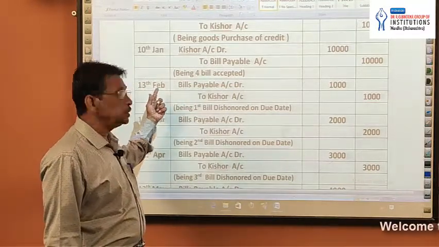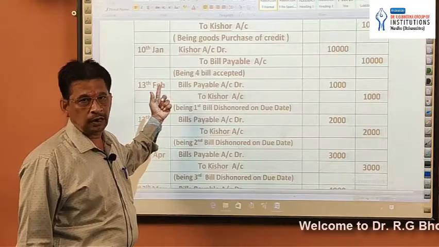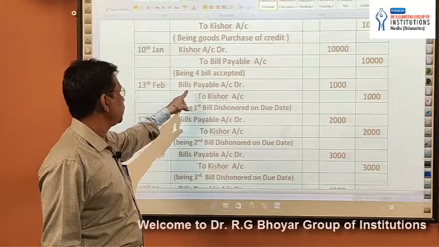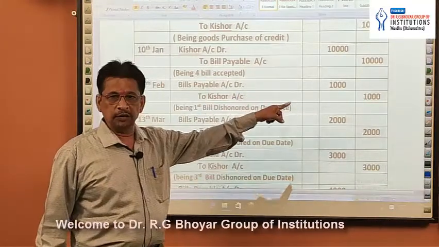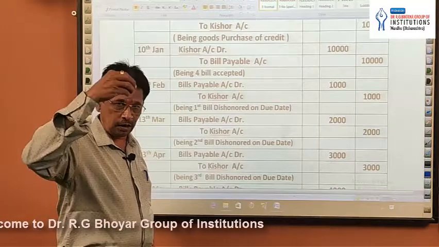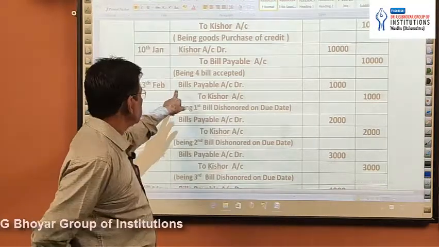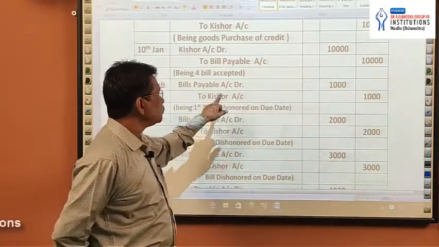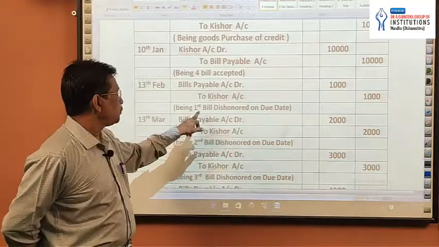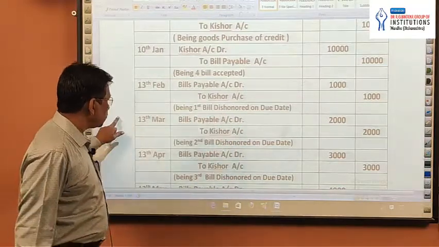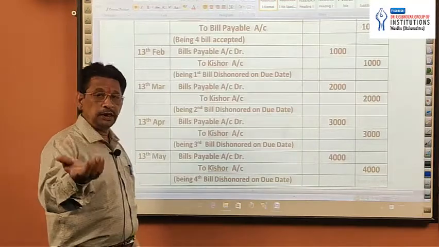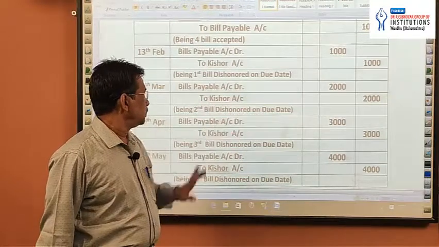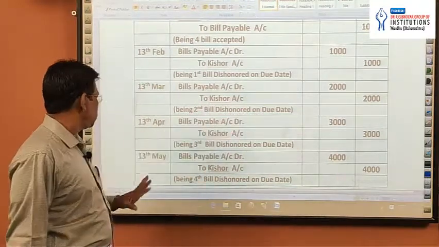On the due date of the first bill, we are unable to pay and the bill is dishonored at the due date. So on 13th February, bills payable account debit 1,000, meaning the bill is cancelled and returns to ourselves. So debit what comes in: bills payable account debit 1,000 to Kishore account 1,000, being first bill dishonored. On 13th March, the second bill is also dishonored. Again bills payable account debit to Kishore account 2,000, being second bill dishonored.